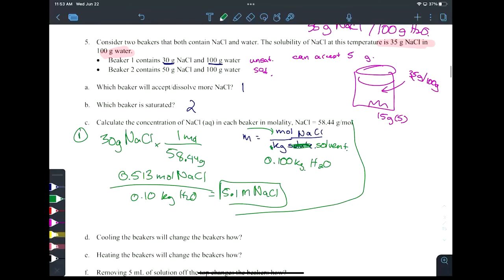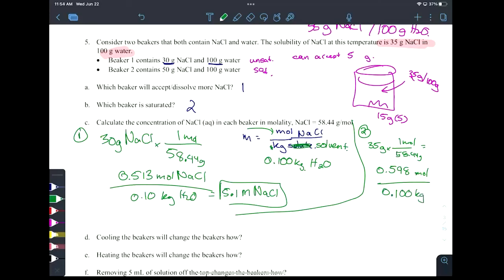So to do beaker number 2, we do the same thing, but 35 grams of NaCl, 58.44 grams, 1 mole. All right, that gives you some mole amount, 0.598 moles. Oh, I have some mistakes in here. Who knew?